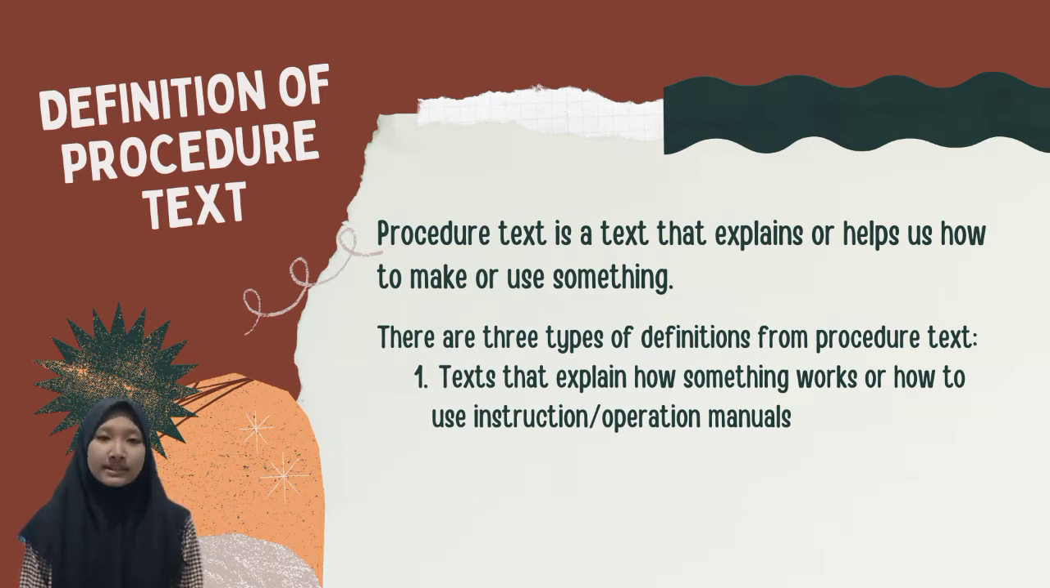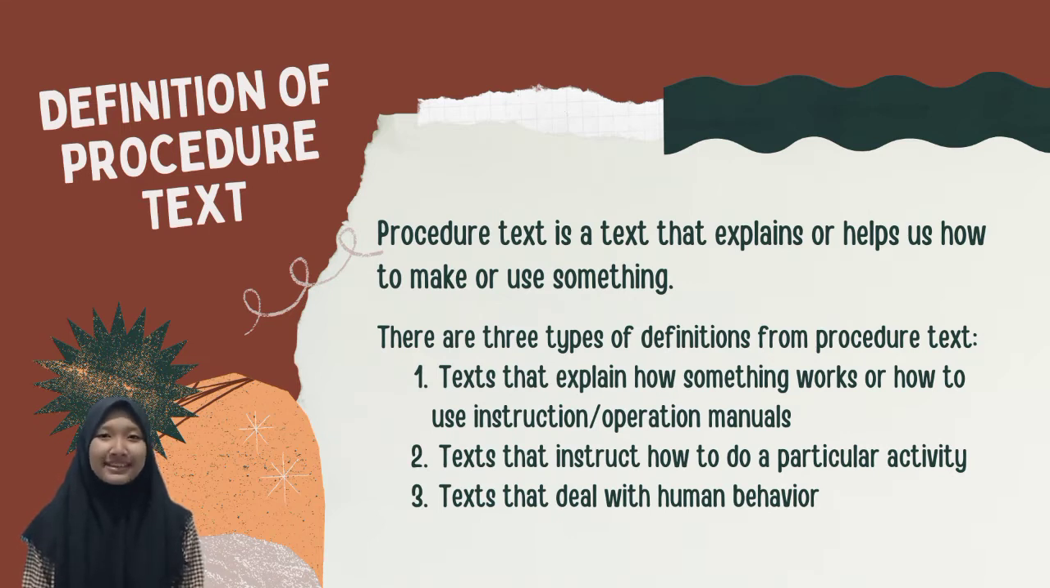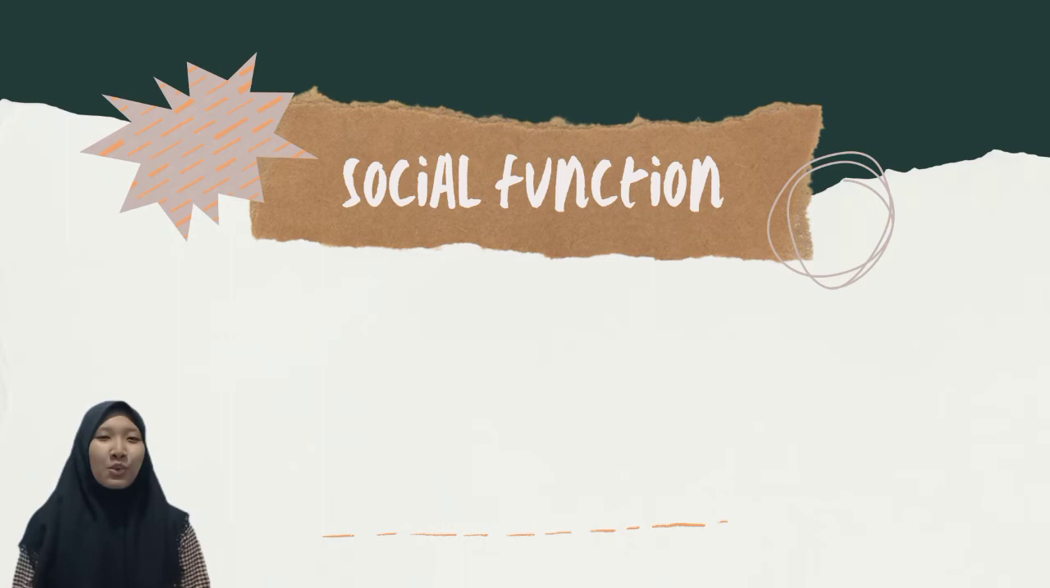The procedure text is also the text that instructs how to do a particular activity, such as recipes, rules for games, science experiment, etc. The procedure text is also the text that deals with human behavior, such as how to live happily, how to success, etc. Then, what is the social function of the procedure text?